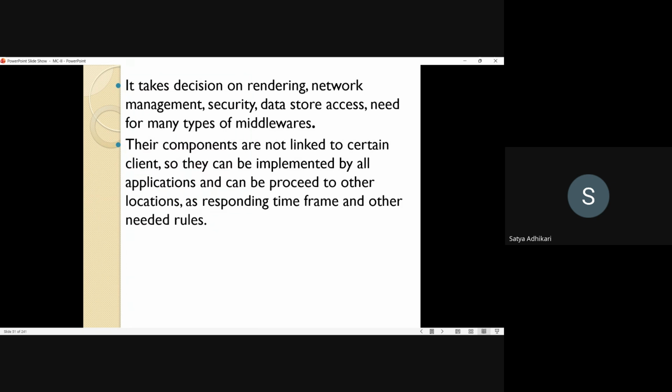Suppose data is present in the database layer, or third layer, and is presented to the first layer. When data is passing, it may add some encryption rule. Data is encrypted to a certain form so that no one can hack it. Data store access: in which manner data is stored. Need for many types of middleware: their components are not linked to a certain client, so they can be implemented by all applications and can be processed to other locations as per response time frame and other needs and rules.